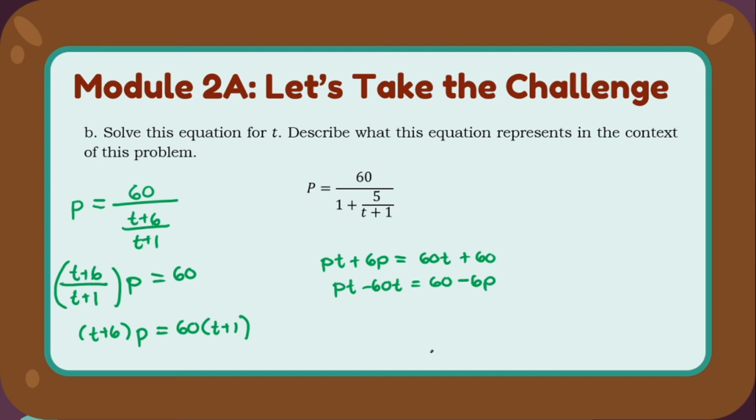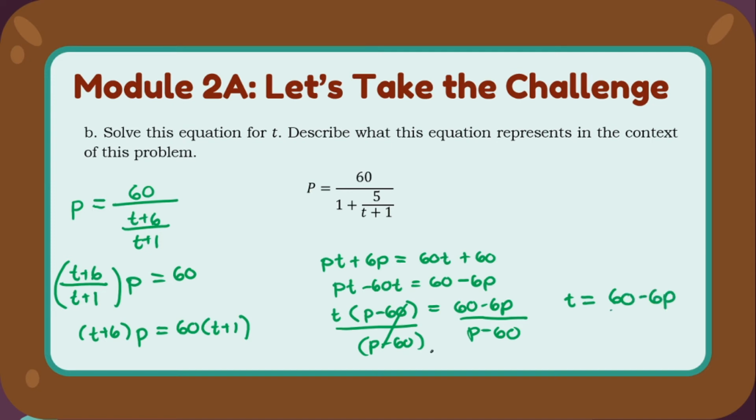Okay? And then, let us factor this out. So, it becomes T times P minus 60 is equal to 60 minus 6P. And then, divide both sides by P minus 60, so that we can cross this out. So, therefore, what is the equation in terms of T? This will now become T is equals to 60 minus 6P over P minus 60. Very good. Did you follow me? Okay.